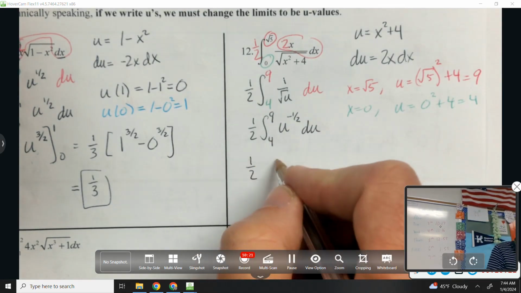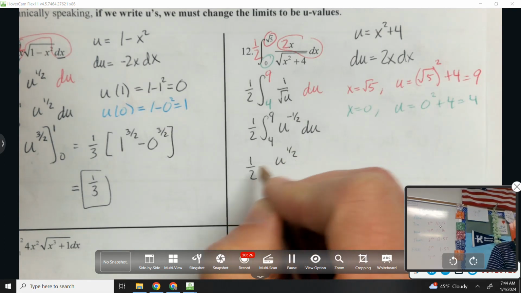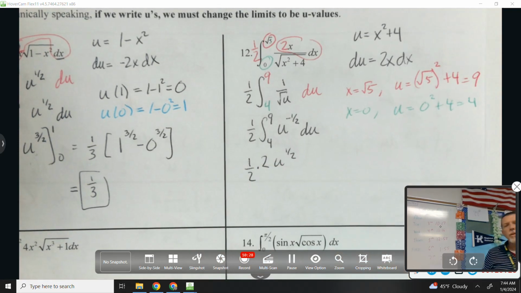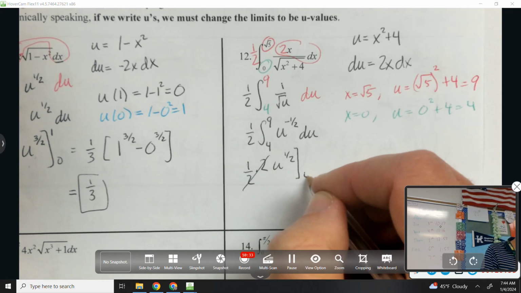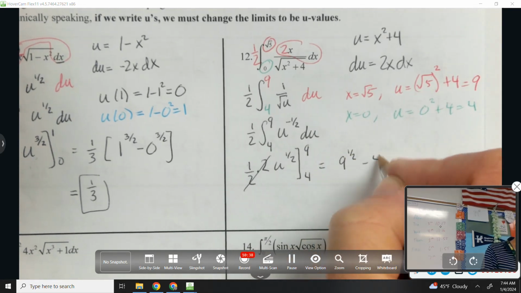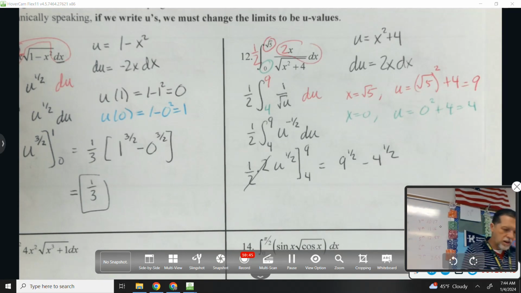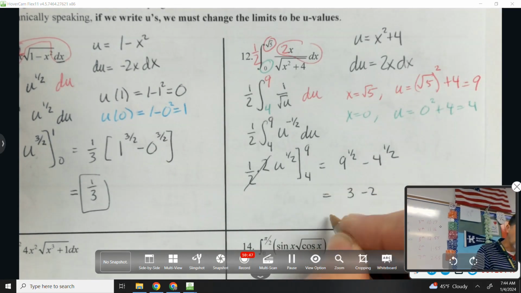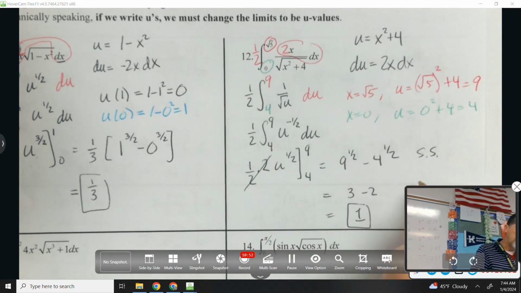Let's see, increase the power by 1. Divide by the new power, so divide by a half means multiply by a 2, which is nice because those will cancel each other out. From 4 to 9, so 9 to the 1/2 minus 4 to the 1/2, that's a safe stop. That's an acceptable answer there. But that's also just 3 minus 2. So 1.